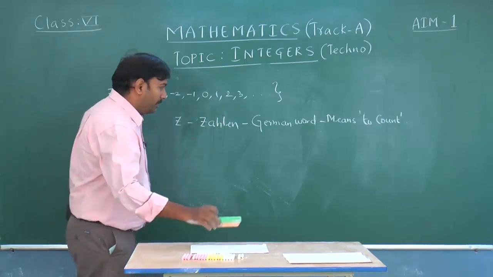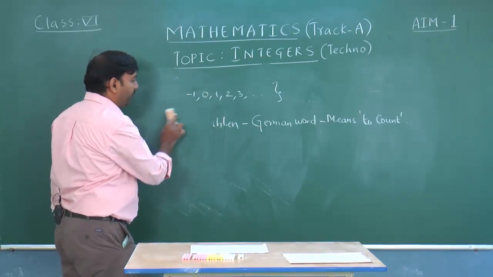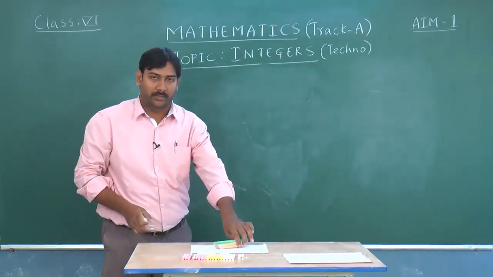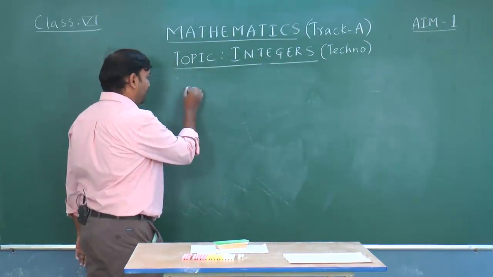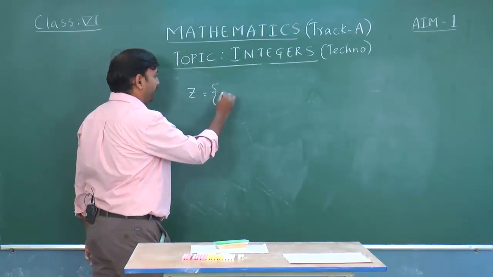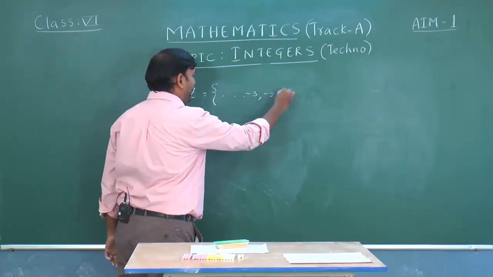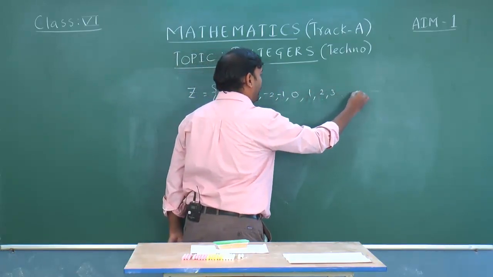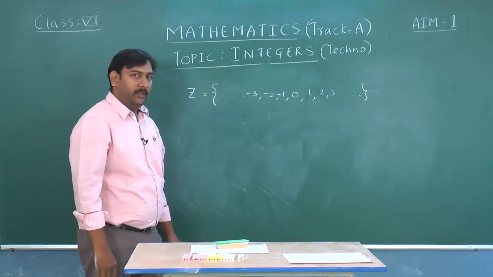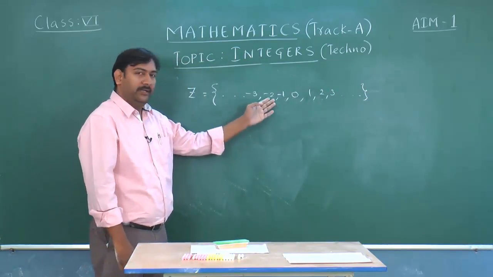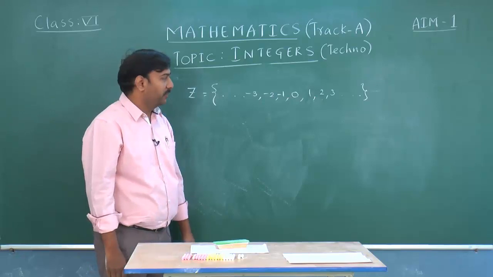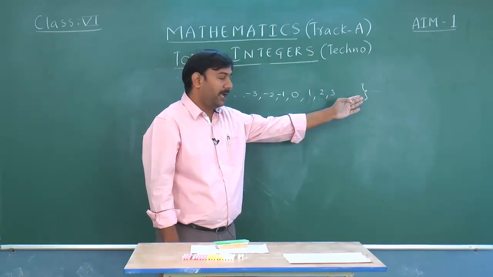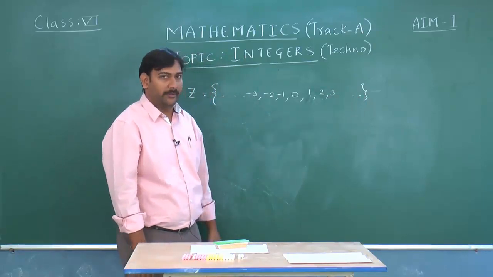Now in the set of integers we have the positive counting numbers, and we have negative counting numbers including 0. Let me once again write the set of integers. So now, how many positive counting numbers do we have? How many negative counting numbers do we have? That's the question. How many positive counting numbers do we have? 1, 2, 3, 4 and so on. We have an infinite number of positive counting numbers.